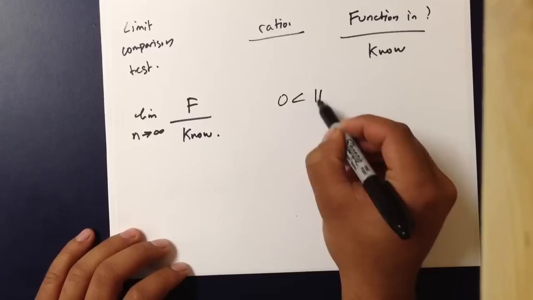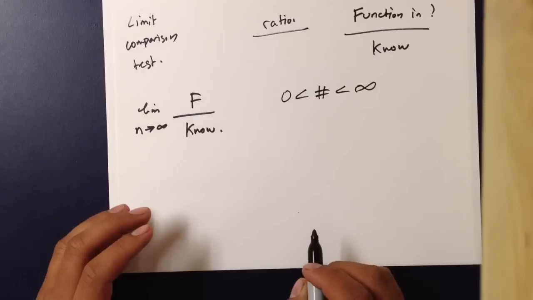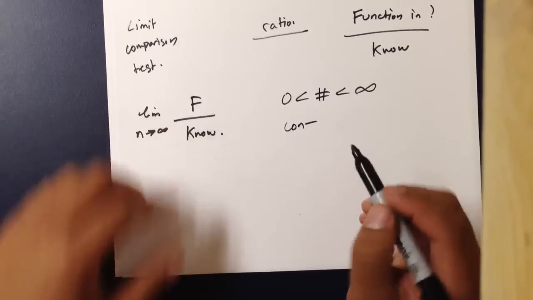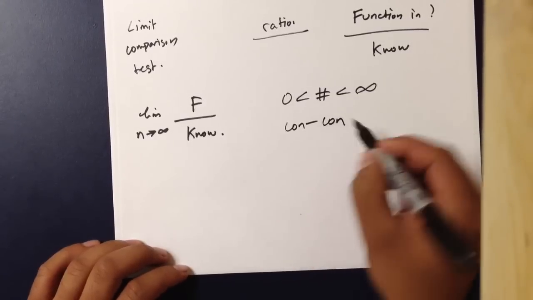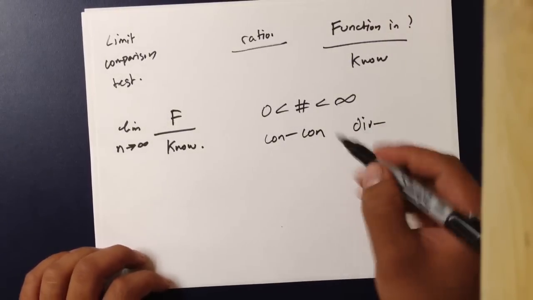And if it's a number between 0 and infinity, they both do the same thing. So if what you know converges, then the function in question will also converge. If what you know diverges, then the function in question will also diverge.